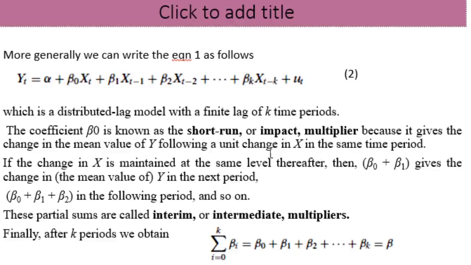If the change in x is maintained at the same level after that period, then beta 0 plus beta 1 gives the change in the mean value of y in the next period, then beta 0 plus beta 1 plus beta 2 in the next period, and so on. These partial sums are called the interim or intermediate multipliers.